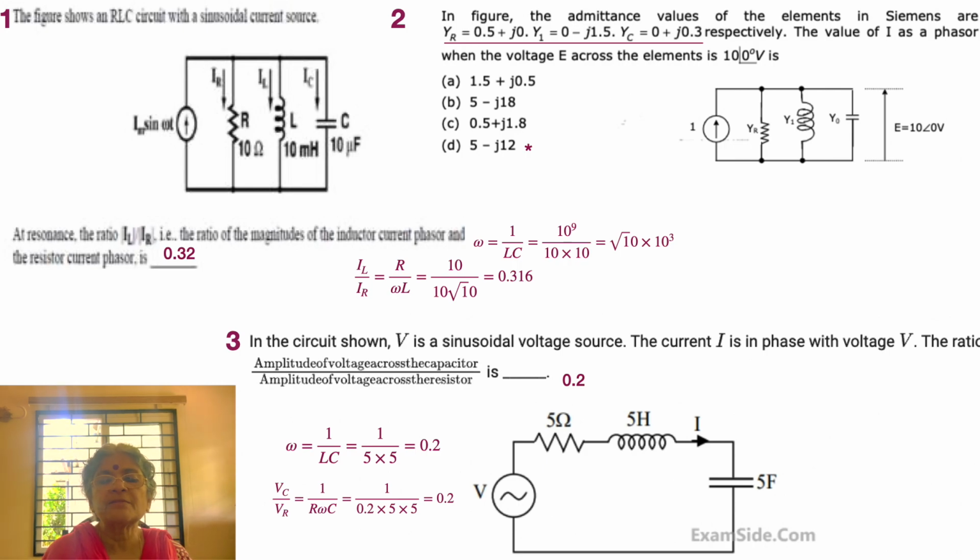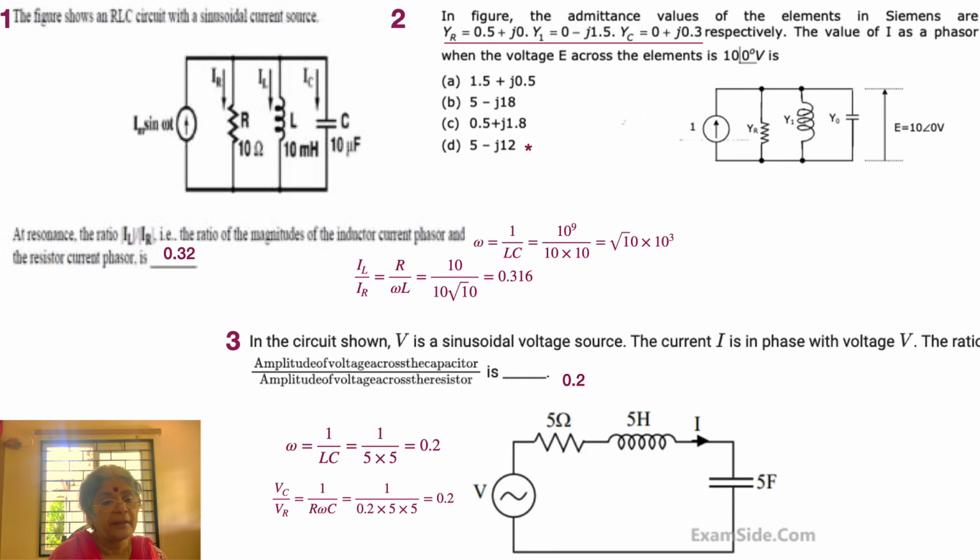In the figure, the admittance values of the elements in Siemens are: YR is given as equal to 0.5 plus j0, YL is given as 0 minus j1.5, and YC is given as equal to j0.3 respectively. The value of I as a phasor when the voltage E across the elements is 10 angle 0. Okay, so just like we multiply current by impedances to get voltage, the voltages can be multiplied by the admittance to get the current.